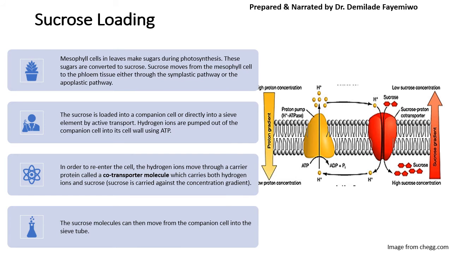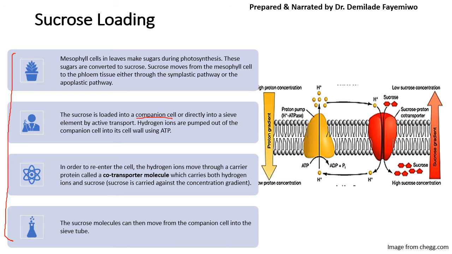So I have done this outline over here for you. I'm just going to draw a red line here so that you see this is the outline that just tells you all that you need to know about sucrose loading. So sucrose is loaded into a companion cell. Remember that the companion cell is right next to the sieve element which makes up the phloem.